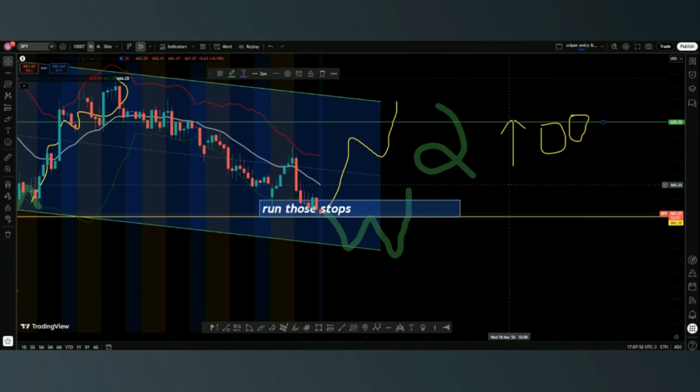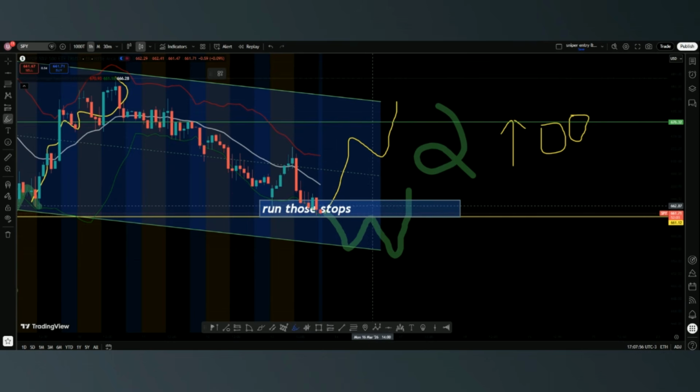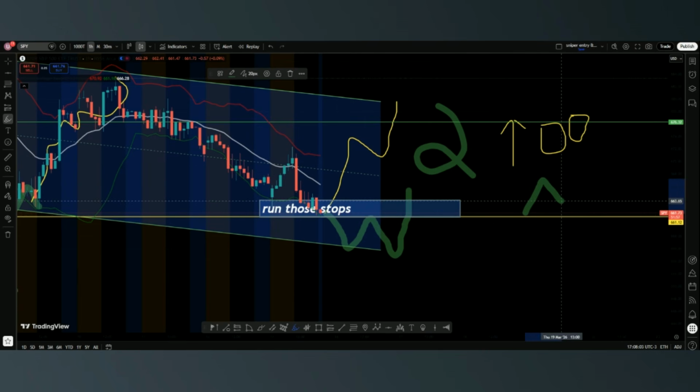Some people wait for what they call a break and retest. That means price breaks out, comes back, a breakout pullback, and then we take that trade here. This would be an entry. Some people wait for that, right? Now, I like taking momentum trades if we can get that pattern.